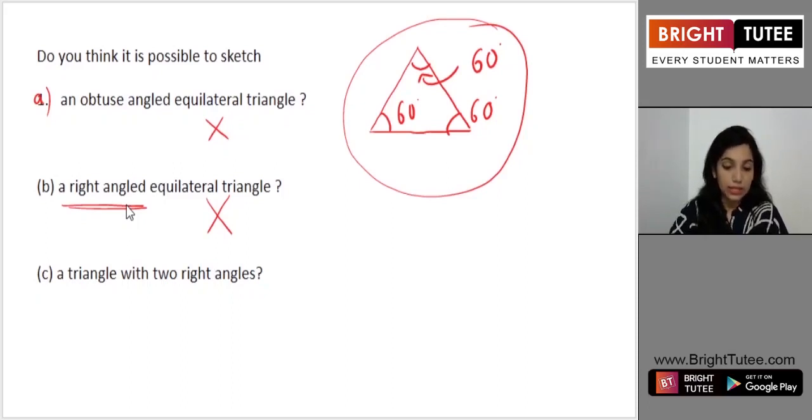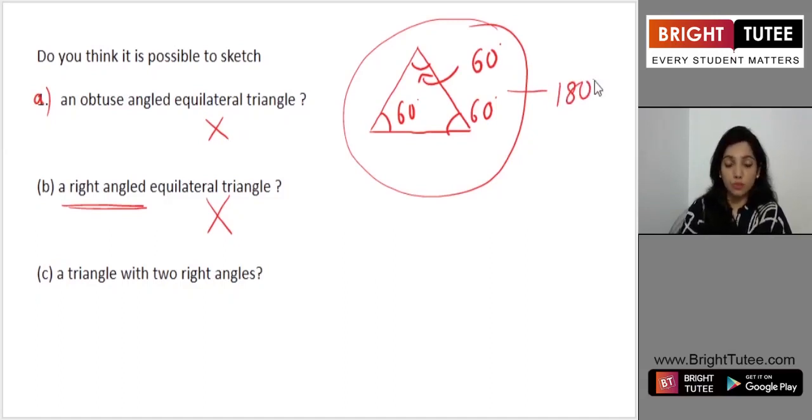Now let's see the C part. A triangle with two right angles. It's not even possible to make such a triangle because the sum of all the angles inside the triangle must be 180. You can check here, 60 plus 60 plus 60 is 180, right?